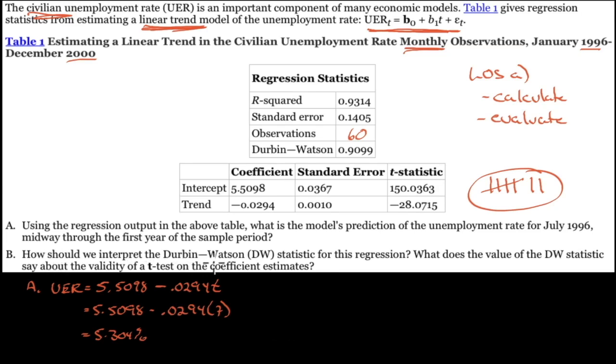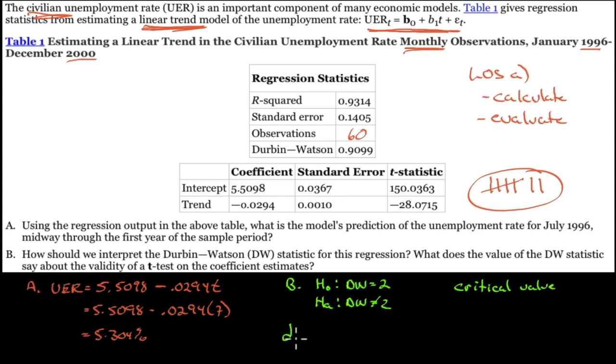B: How should we interpret the Durbin-Watson statistic for this regression? What does the value of the DW statistic say about the validity of a t-test on the coefficient estimates? We've all pretty much already answered this, but let's do it formally. For B, our null hypothesis is that the Durbin-Watson statistic equals 2. Our alternative hypothesis is that it does not equal 2. So we need some critical values to compare against our test statistic.